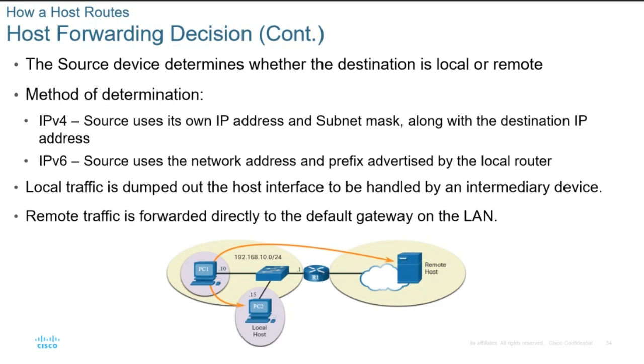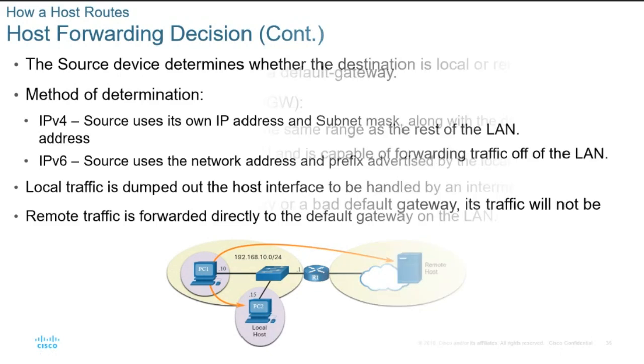So, local traffic is dumped up the host interface to be handled by an intermediary device. Then, remote traffic is forwarded directly to the default gateway on the LAN. So, in order to reach the remote network or host, it is directly forwarded to the default gateway. So, what is the default gateway?